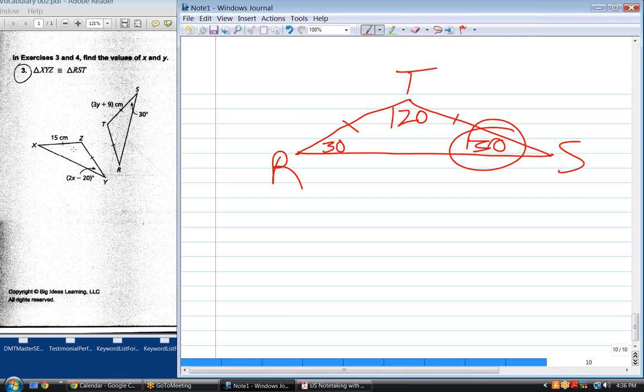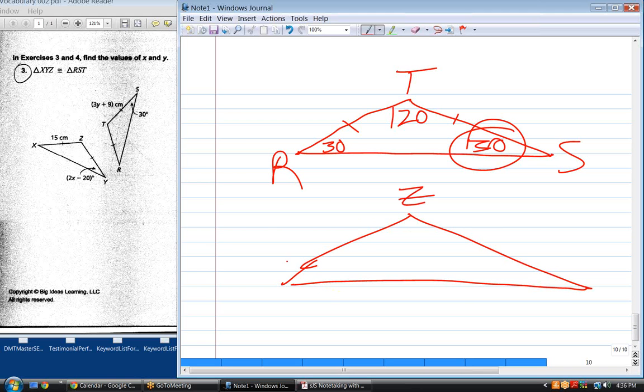Okay. So now let's look at this triangle over here, and I'm going to draw it in the same orientation. This is Z. This is X. This is Y. And they've told me that this is 2x minus 20. But they've also told me these two triangles are congruent. So what is Z? 90. No, look. Oh, 120. Okay. In fact, what is 2x minus 20 equal to?